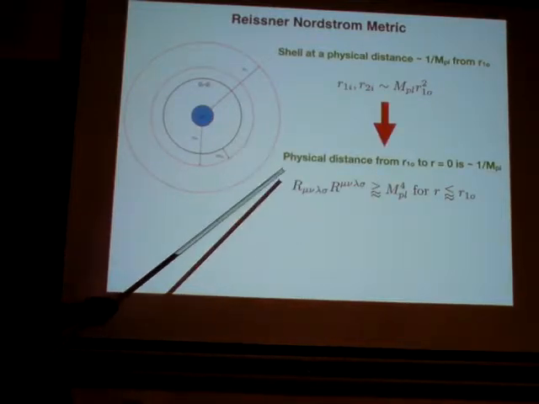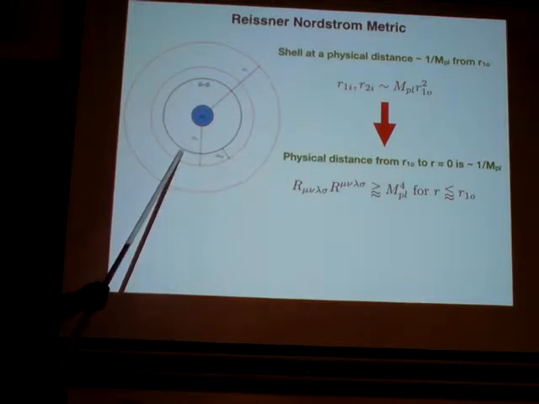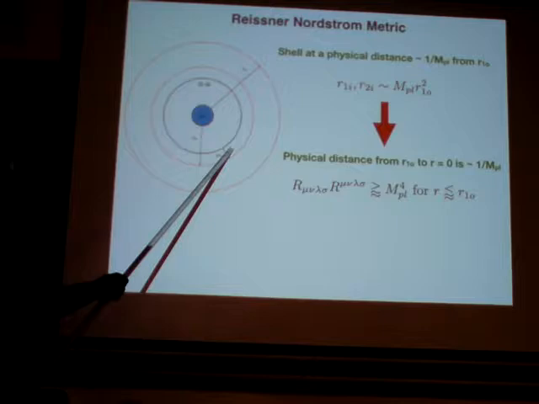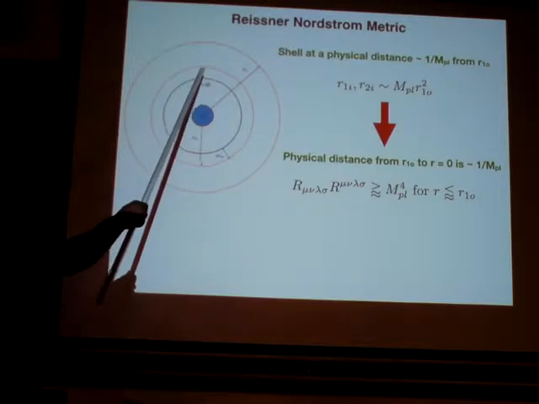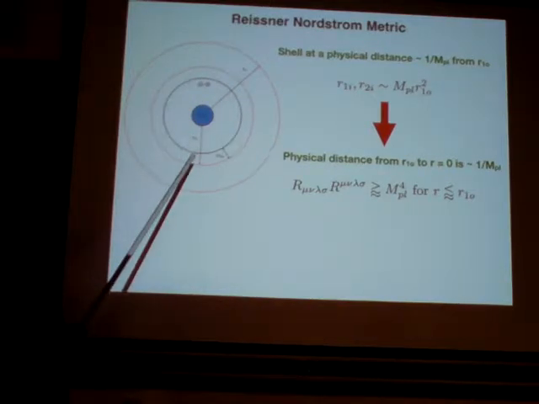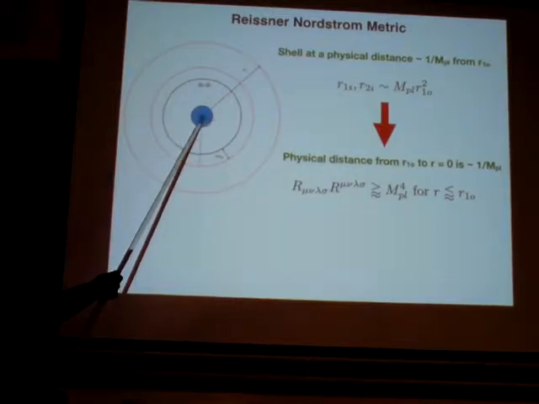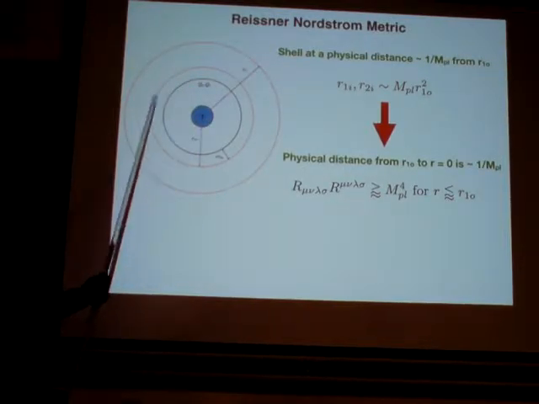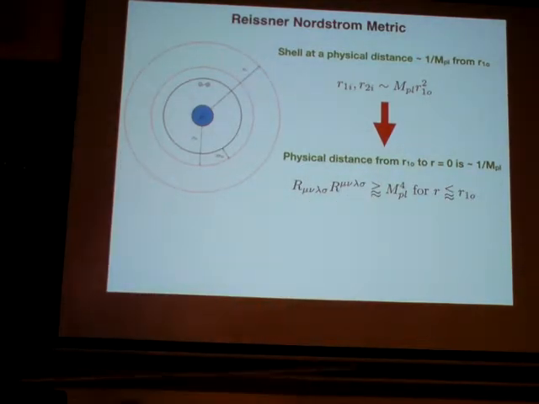So when this happens, something interesting automatically happens, and this is not something that you put in by hand, right? When I take the shell and make it Planckian in density and pressure, and just a Planck length away from the inner horizon, it turns out that the physical distance from this shell to the singularity here at r equal to 0 also becomes order 1 over M Planck. Okay, it's a Planck length away.